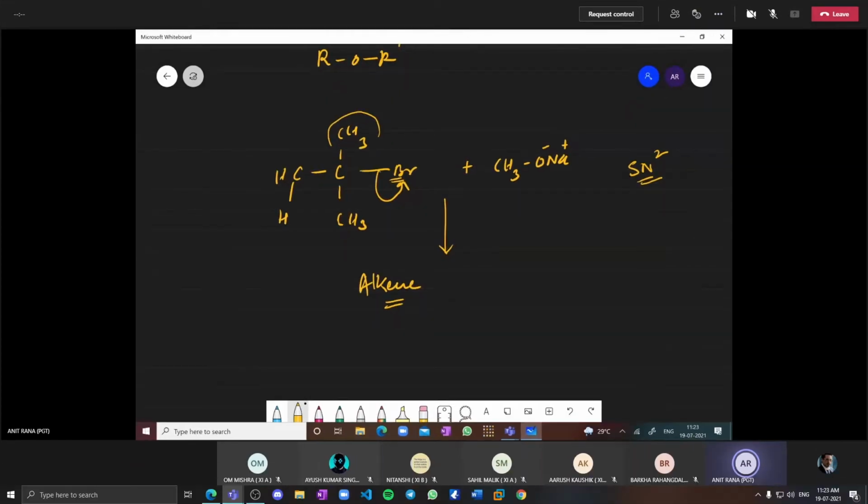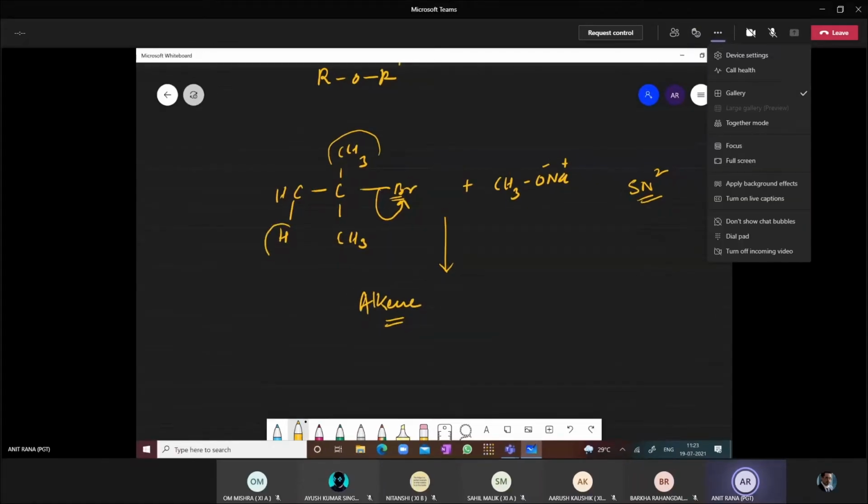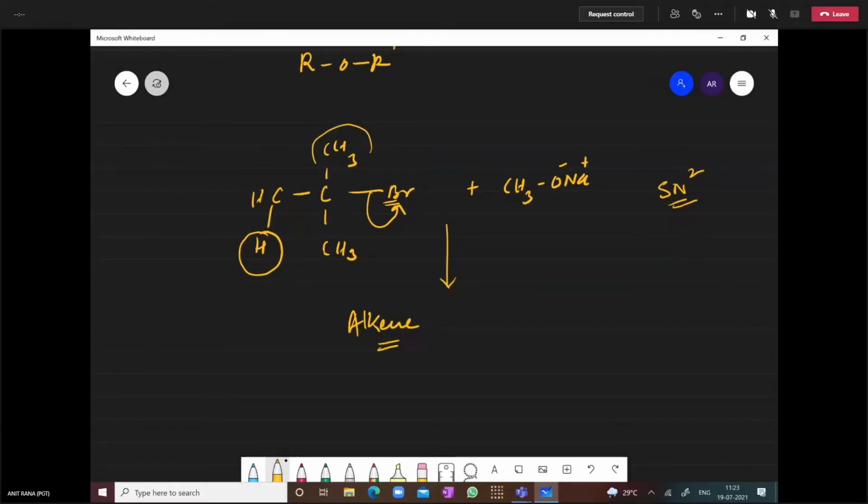With sleeves, elimination will take place. So here, what is beta? There are 3 beta carbons, so any one of them loses hydrogen. So HBr is lost, and at the same time you will see a double bond formed.